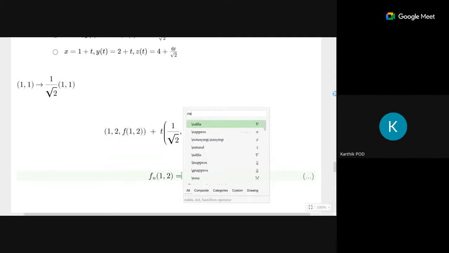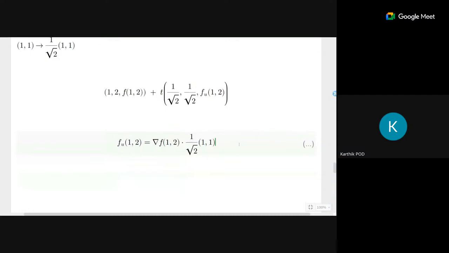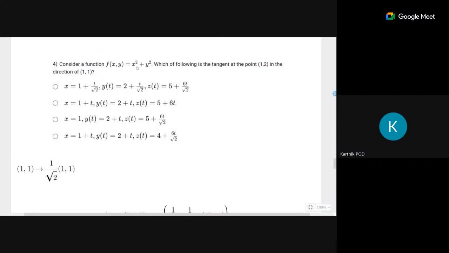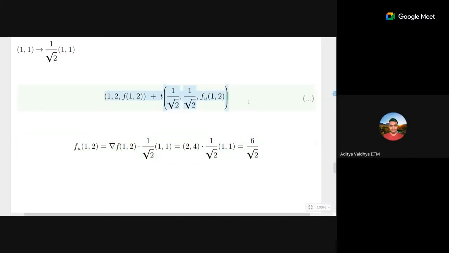So this is nothing but the gradient of f at 1 comma 2 dot product with this 1 by root 2 of 1 comma 1. Okay, this dot product we have to compute. Now, of course, first the gradient, but the gradient is very simple, right? It is 2x comma 2y. So x is 1, so this is 2 and this is 4. So 2 comma 4 dot product with this one. So this becomes 2 plus 4, right? So this becomes 6 by root 2. Is that correct? Yes. Okay, so this becomes 6 by root 2.